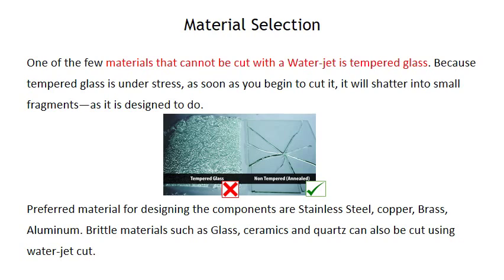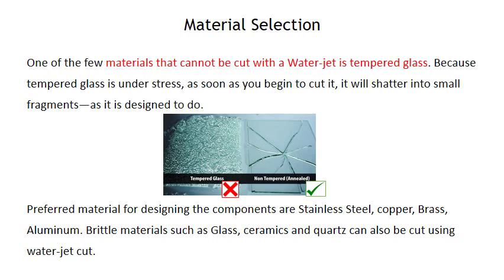Now let's look at the next rule, which is very important in case of any rule-based design. That is material selection. We can cut almost all materials through water jet cutting. One of the very few materials that cannot be cut using a water jet is tempered glass. This is because tempered glass is always under stress, and as soon as you begin to cut it, it will shatter into small fragments.